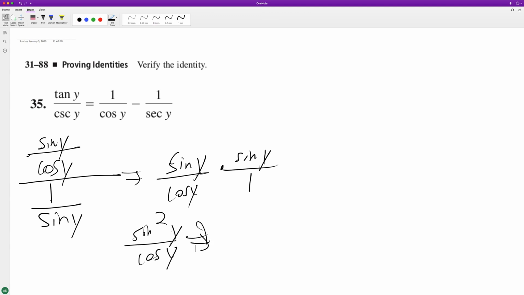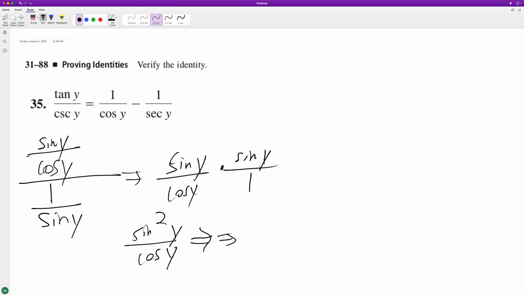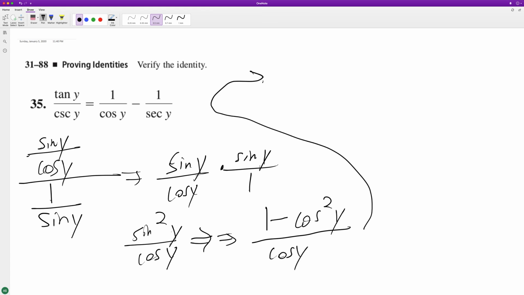And this, I'm getting a little crazy here. This is the same thing as, let's see here, cosine of y. I can figure this out. Okay, I know what to do. It's the same thing as 1 minus cosine squared y over cosine y. Okay, yeah, that's right. So this is pretty crazy. If I didn't have more experience, I wouldn't be able to get this. I can just see it though.